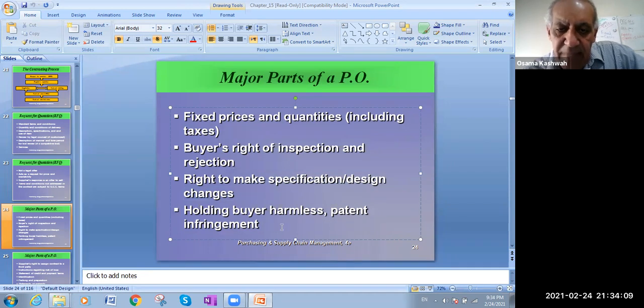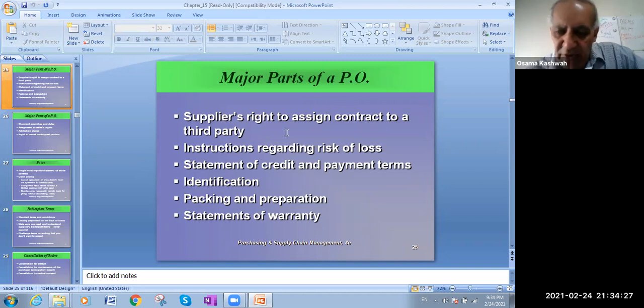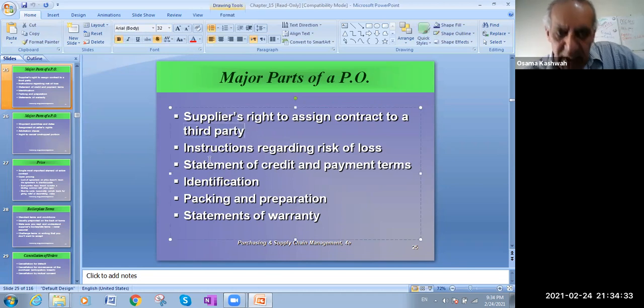So, patent infringement: when I'm taking something, I'm quite sure that it has a copyright or a patent, and that it's not an imitation or infringement of another's. Also among the major points of the purchase order: the supplier's right to assign the contract to a third party, and instructions regarding risk of loss, what I will do. For example, you are importing oil, and what happens if it is lost to piracy, or lost because the tanker ship sinks in the water or something.